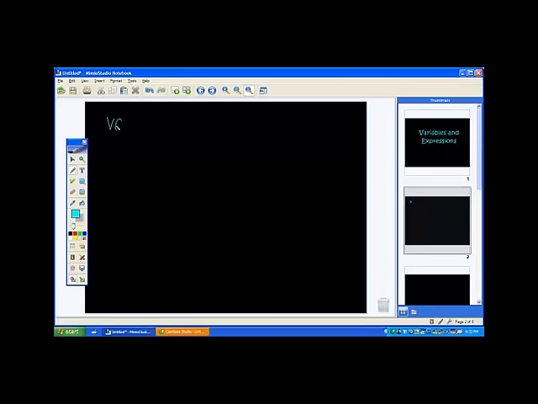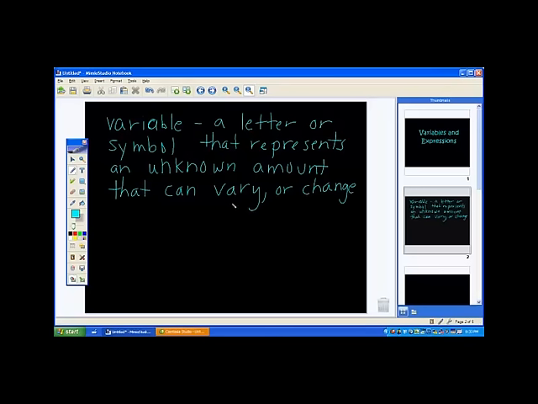Before we get started with an algebraic expression, we need to know a few things. A variable. You will be taking these notes on the teacher side. So to get started, a variable is a letter or symbol that represents an unknown amount that can vary, and that's where the word variable comes from. It has the word vary in it, and vary just means to change.